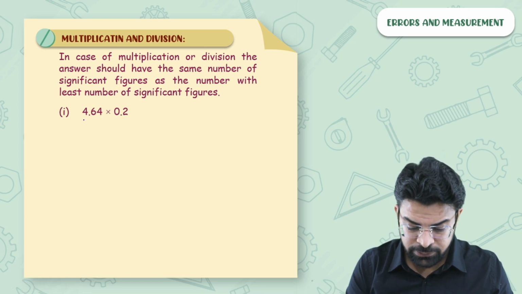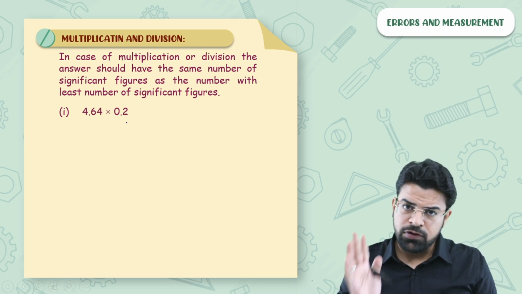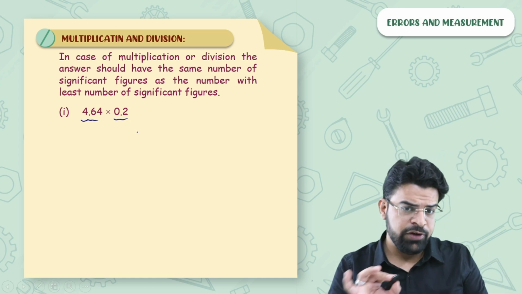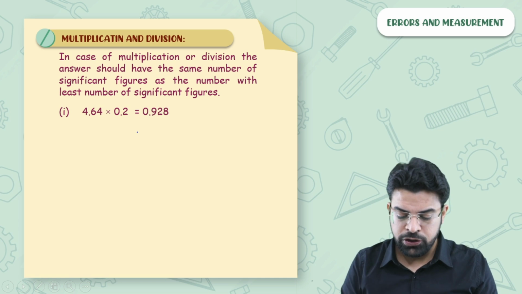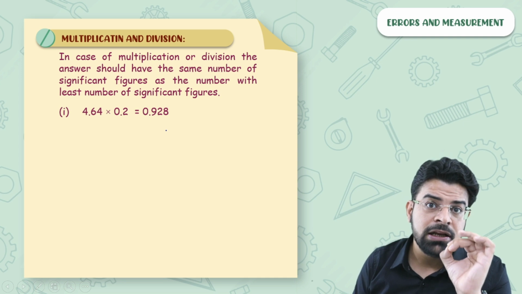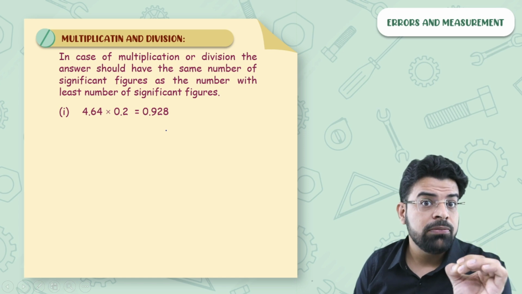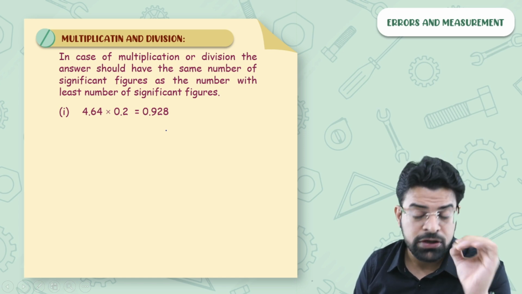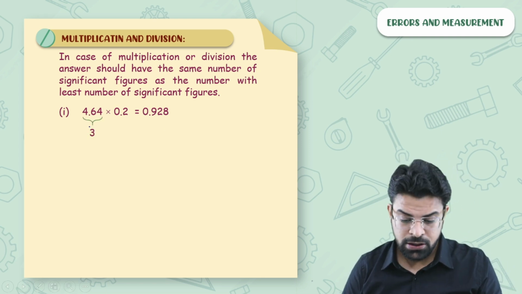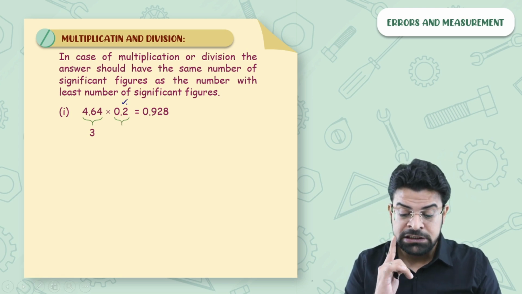First example. Let's say you have 4.64 into 0.2. First of all, do your basic maths. Take out the calculator, do 4.64 into 0.2, or have faith in me. 4.64 into 0.2 gives you 0.928. The answer should have as many significant figures as the number with the least number of significant figures involved in the calculation. So here you will say 4.64 has 3 significant figures, while 0.2, as the leading zeros are insignificant, has only one significant figure.